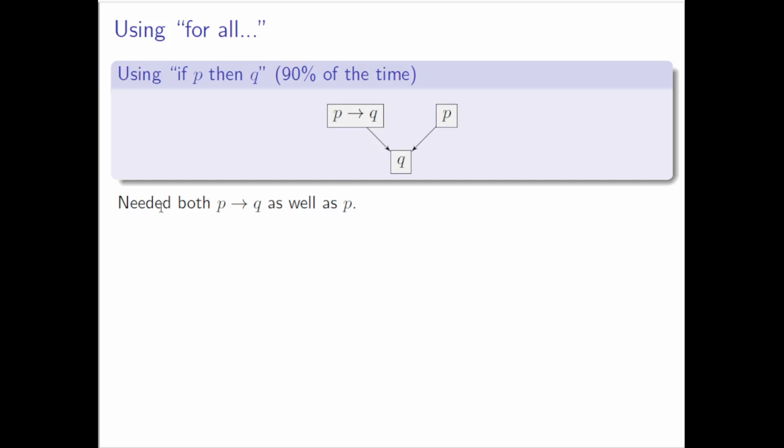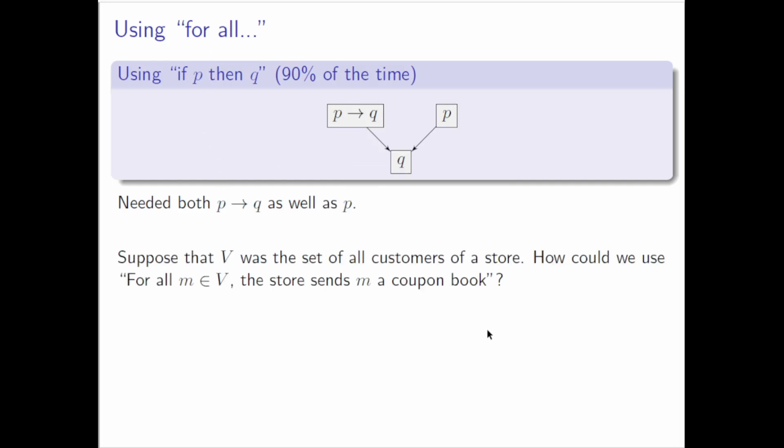So I say this because needing two things like this as well as that, we have an analogy to that in using a for all statement. So let's take a look at this example. Again, let's go with V as a set of all customers of a store. How could we use the statement for all M in V? The store sends M a coupon book.